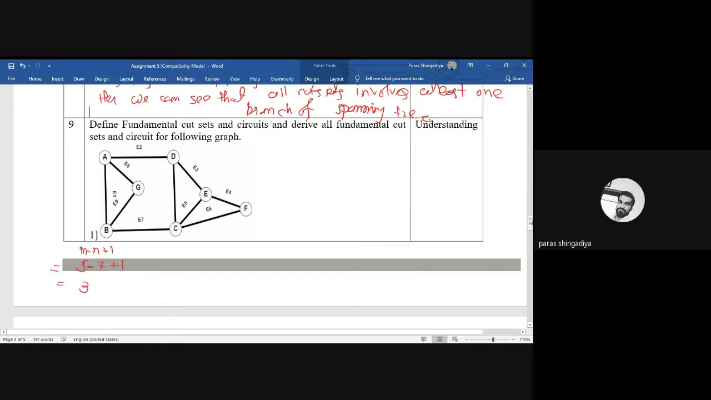What is the meaning of this 3? इस ग्राफ में से आपको 3 एज निकालनी है. कितनी एज? 3. And then after, your graph will convert to a tree. ठीक है. तो कौन सी 3 एज डिलीट होंगी?